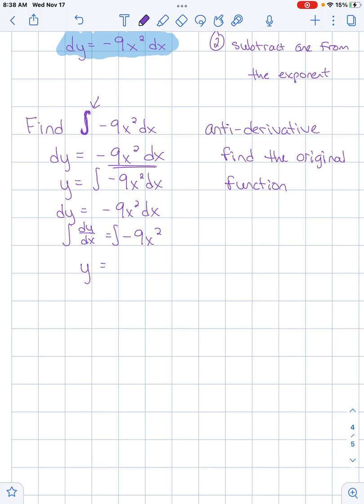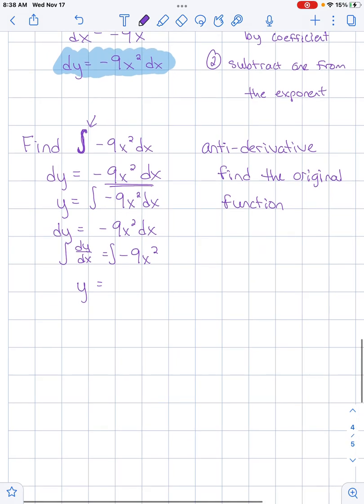All right, now let's look at this negative 9x squared. Let's work backward from the power rule. We know this is a power rule because this is just a polynomial. So if we work backward from the power rule, the first step we have to do, because remember the last step we did in the power rule was to subtract 1, so our first step in working backward is to add 1 to the exponent.